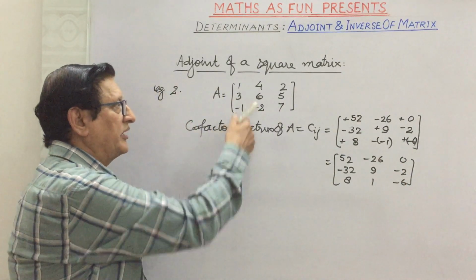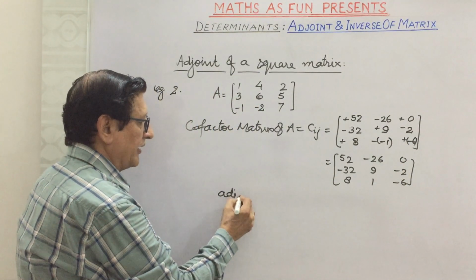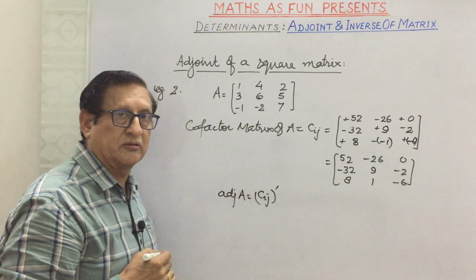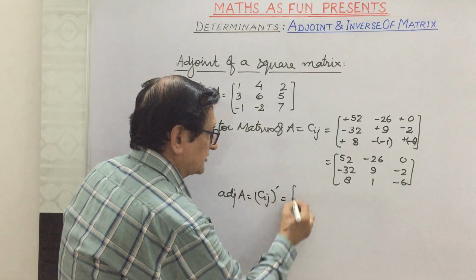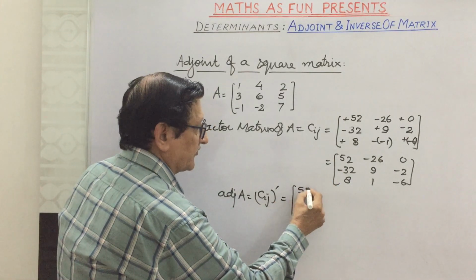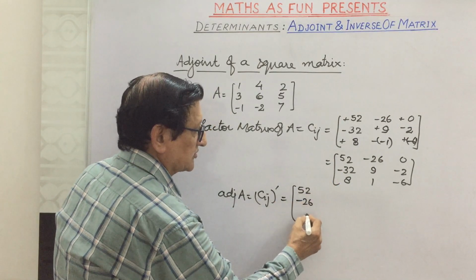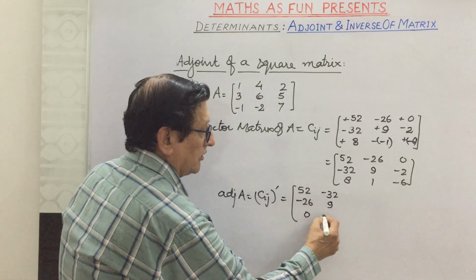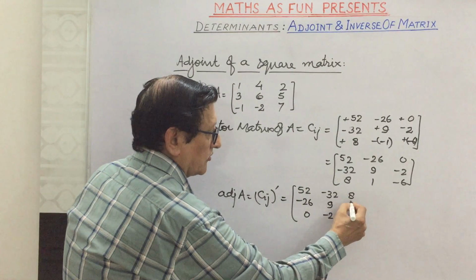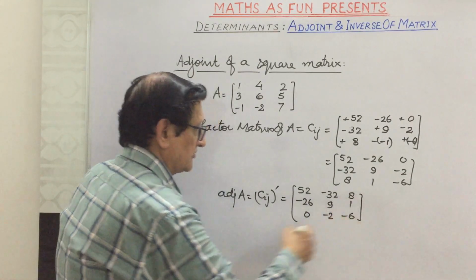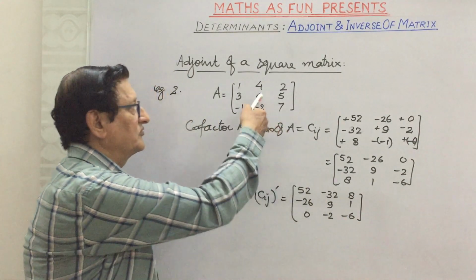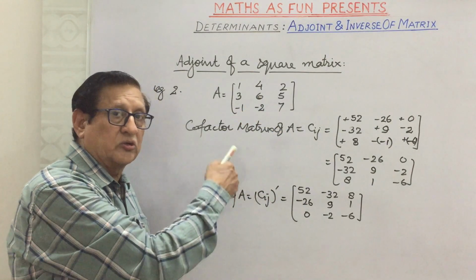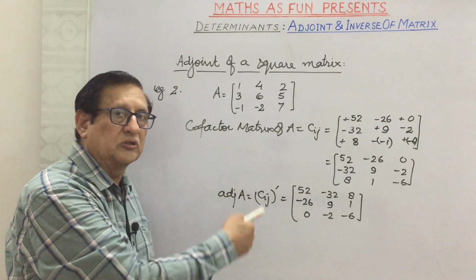Now to find out the adjoint of A, adjoint A will be the transpose of Cij, which is interchanging the rows and columns. 52, minus 26, 0, minus 32, 9, minus 2, 8, 1, minus 6. This is the adjoint of this matrix A. Like this we can find out the adjoint of a matrix of order 3 into 3.